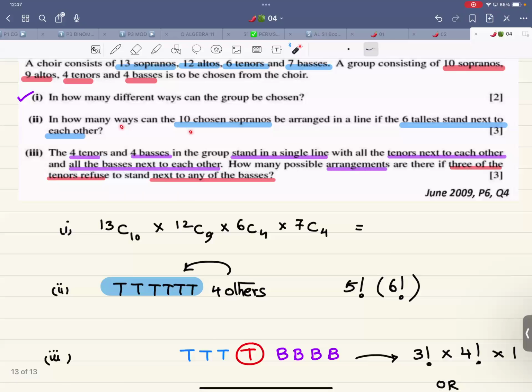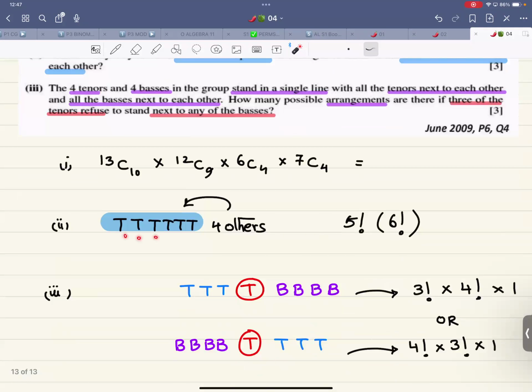In how many ways can the 10 sopranos be arranged in a line? Now it's permutation. If the 6 tallest stand next to each other, now it's not talking about altos, tenors and basses, only sopranos. So out of 10, the 6 tallest, 1, 2, 3, 4, 5, 6, stand next to each other. They go in a box. The 4 not so tall are on the outside. 4 plus 1 is 5 factorial.